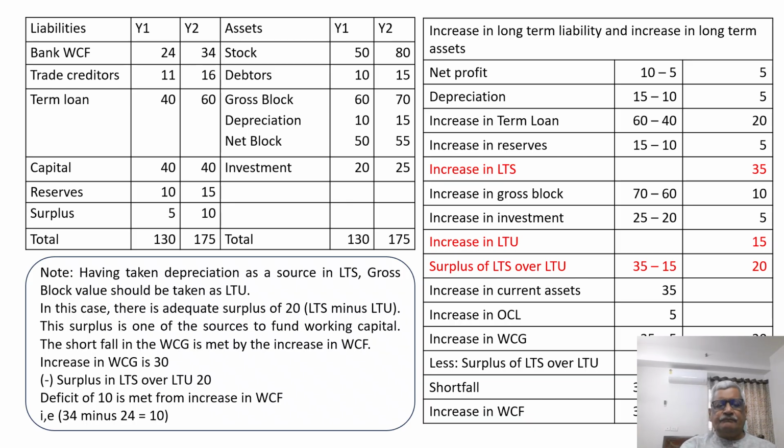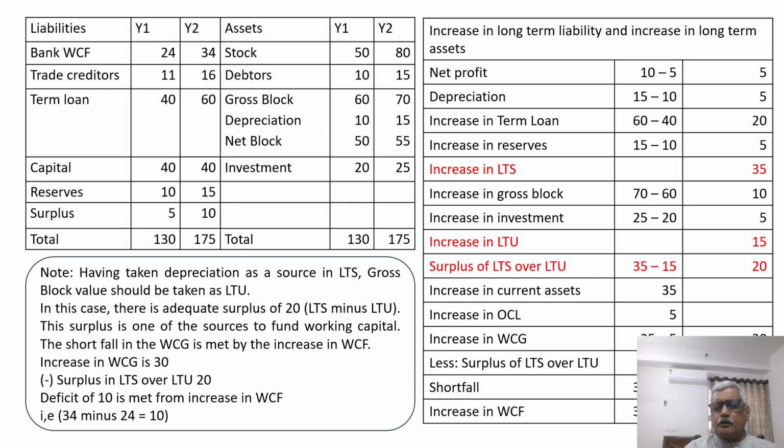Now, with an example, let us understand how the funds flow statement is prepared. We have 2 years' position, Y1 and Y2. Net profit is 10 minus 5, 5. Depreciation 5. Then increase in term loan 60 minus 40, 20. Increase in reserves 15 minus 10, 5. So increase in long-term sources is 35.